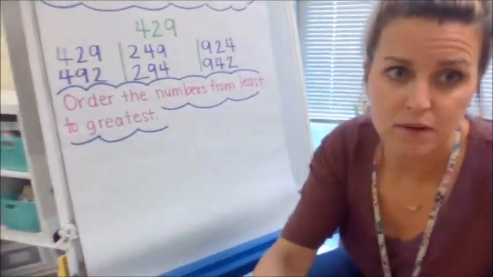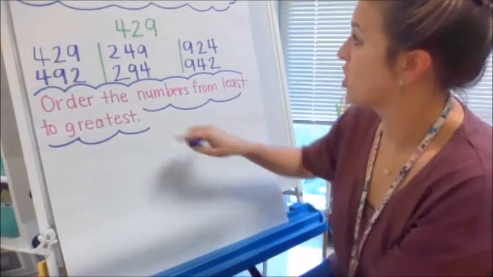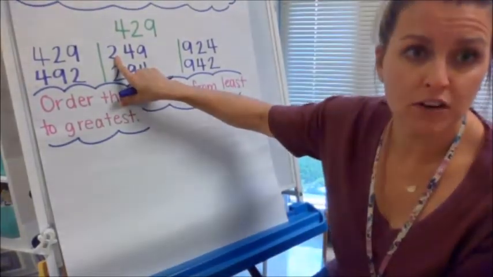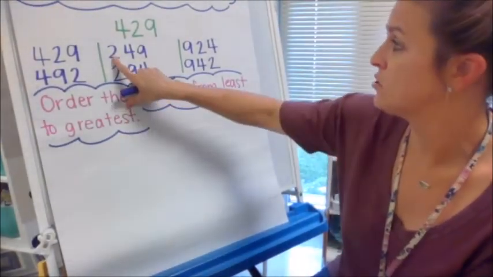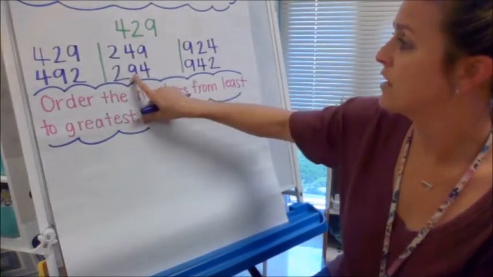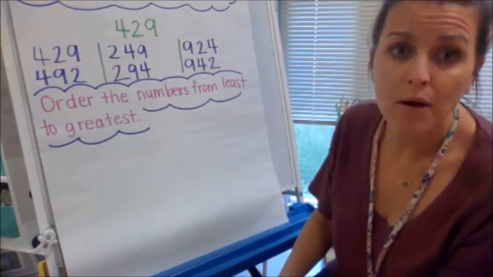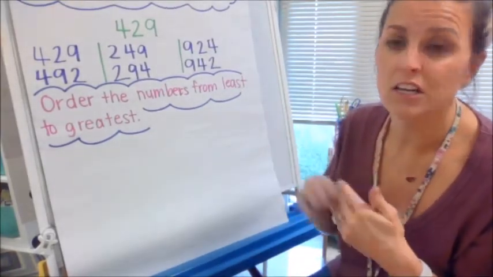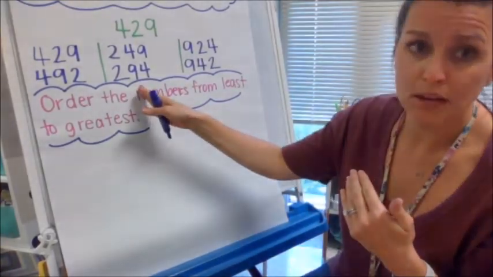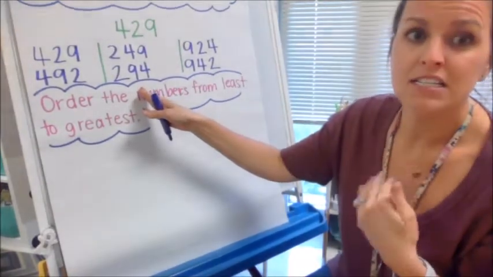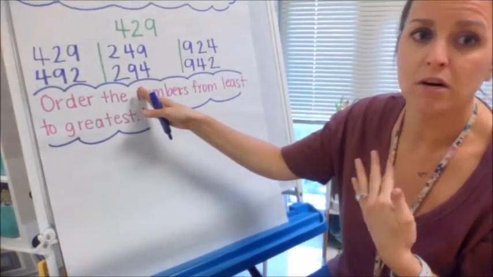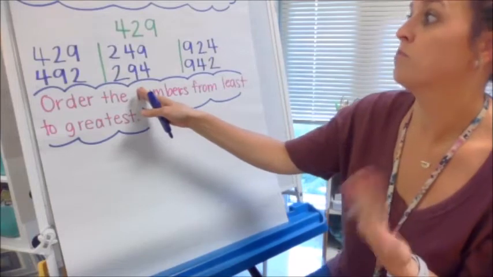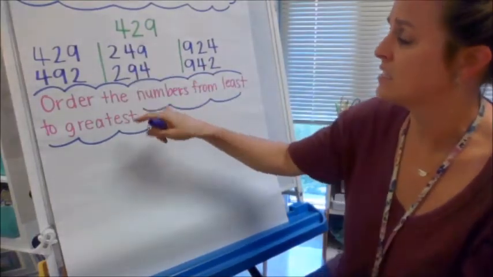So I'm going to start with my 2s that are in the hundreds place. So I have the number 249 and 294. So now I know that my hundreds places are the same. So I've got to look to the next place, which is the tens place, to see if I can figure out which number is smaller or which number is larger from looking at the tens place.